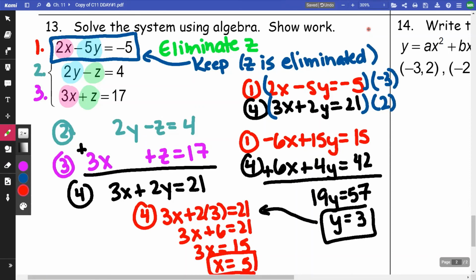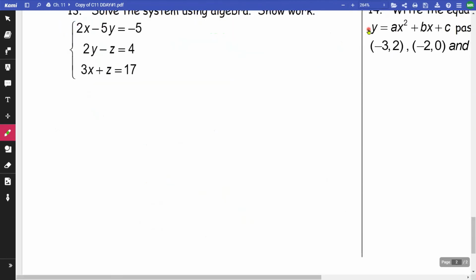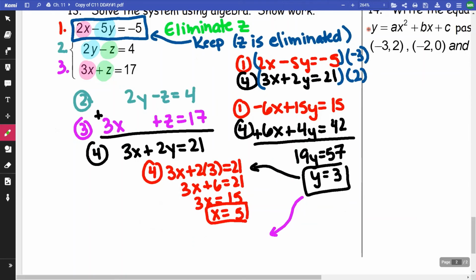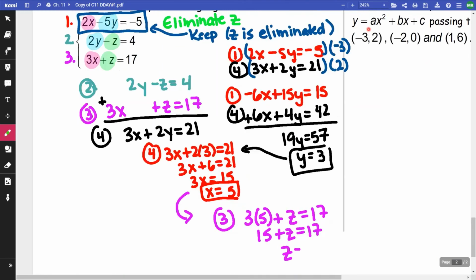Now, I need to find my z, and I can do that by substituting it into any of these. Let's say I substituted into number 3. Okay, doesn't matter which one. And actually, if I'm putting it into number 3, I'm going to be substituting this. So in 3, I'm going to have 3x, which is 3 times 5, plus z equals 17. And when I'm doing that, I'm going to get 15 plus z equals 17. So z is equal to 2.